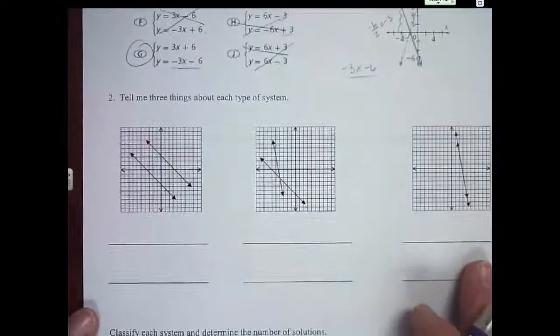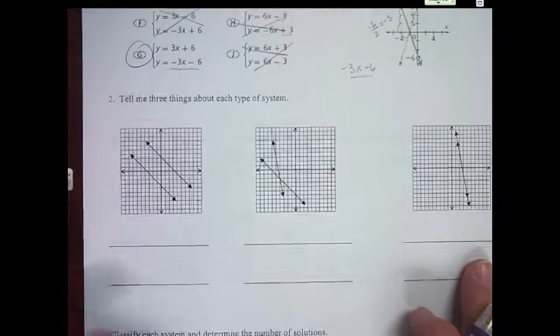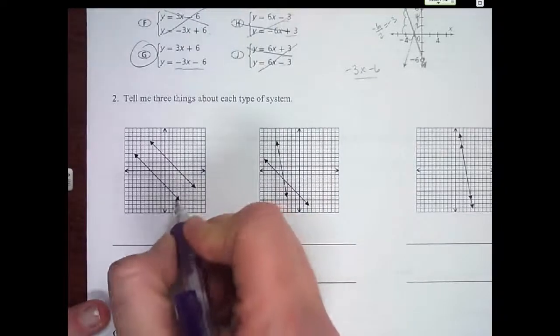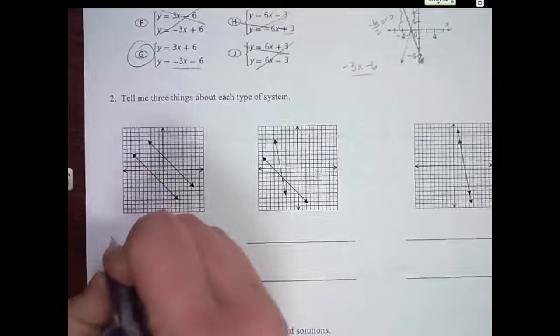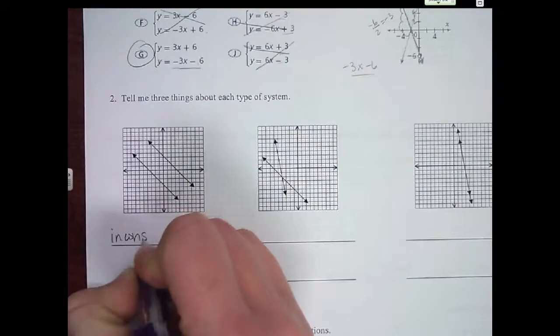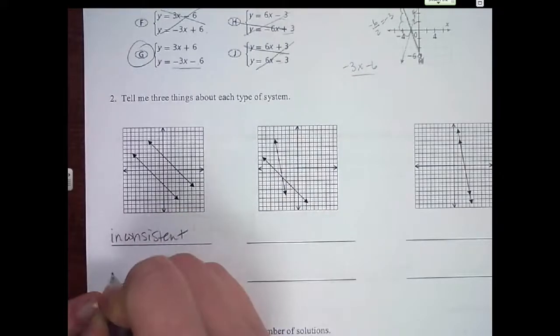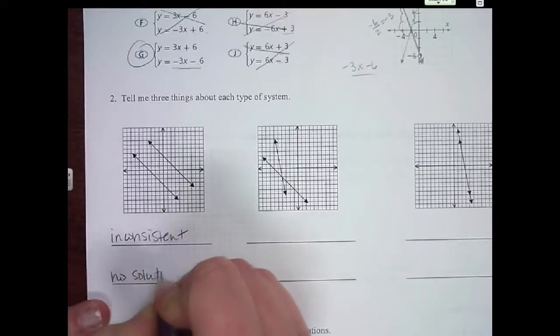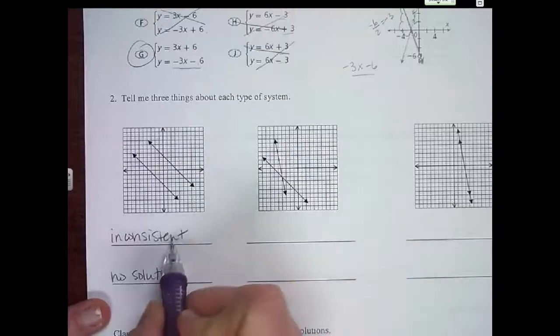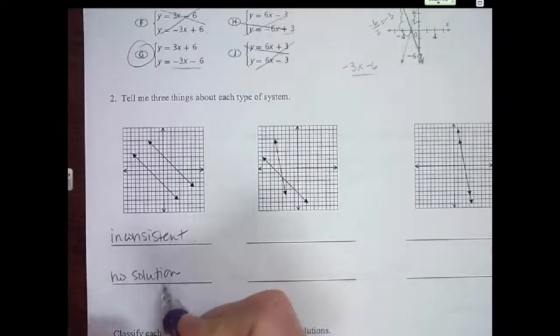Okay, number 2, tell me 3 things about each type of system. So let's just talk about what each one is. Here I have parallel lines. So this is an inconsistent system, which would be no solution. I'm fine with that, just classifying it and how many solutions.